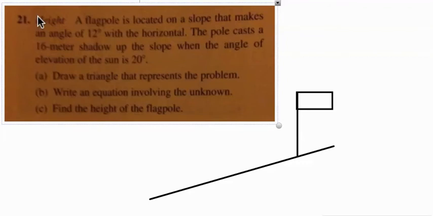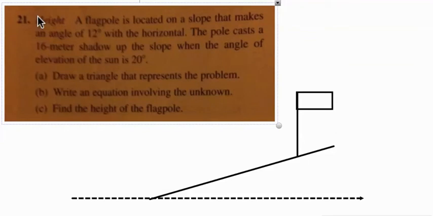Now, let's see if this slope is about right. It says the slope makes an angle of 12 degrees with the horizontal. So here's my horizontal. And it's probably a little bit bigger than 12 degrees, but anything smaller and I wouldn't have been able to write 12 degrees in there. So there's my 12 degrees.